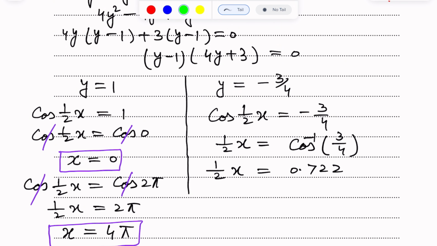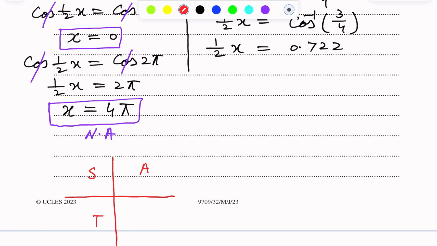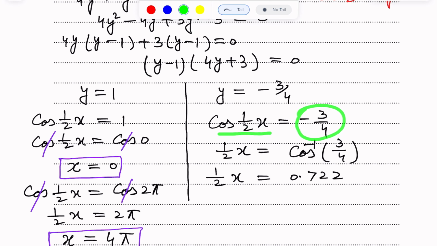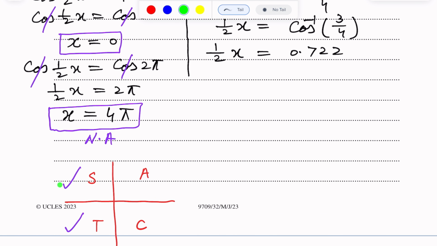Now we look at where the cos is negative, in which quadrants. Look at this diagram. ASTC, first, second, third or fourth quadrant. Clearly in the question, cos 1 over 2x is negative. Cos negative lies in the second quadrant and third quadrant. So we will find two angles in these quadrants. In the second quadrant, the angle will be 180, meaning pi minus the basic angle.